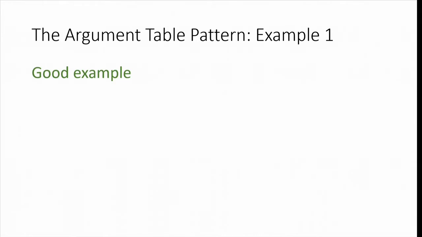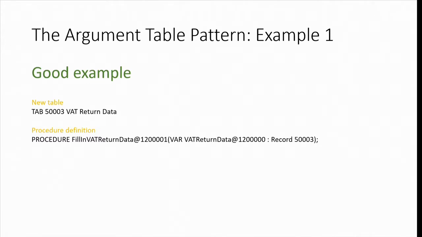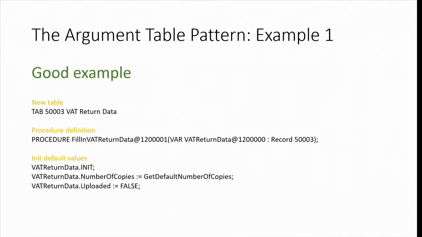So how to make it better? First, you make a new table. Here it's called the VAT return data. Then the function signature will be much simpler, it just gets this table. Bonus, before calling this function, you can now assign default values into the fields of the table. For example, I want the number of copies for this VAT to be by default 1. And uploaded is false anyways, but that's an example. And then you call the function simply by using the table name. So this time, when you want to add a new field, you just add it to the table. The function stays unchanged, except for the implementation where maybe you want to use this value, but the function call stays unchanged and the function signature stays unchanged.